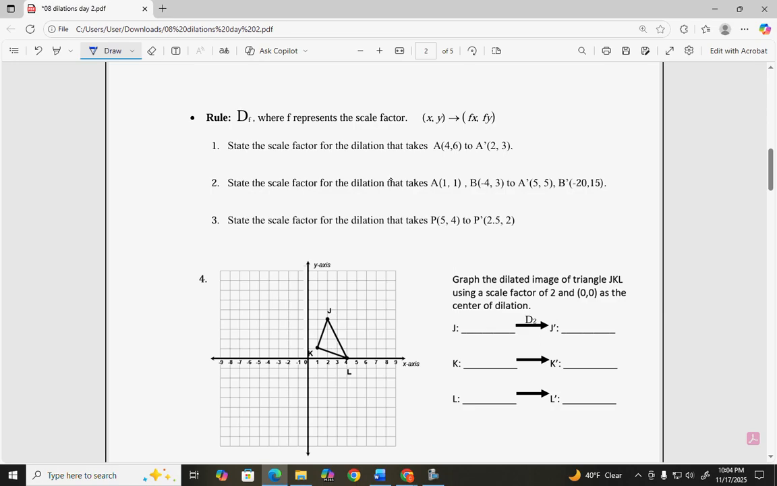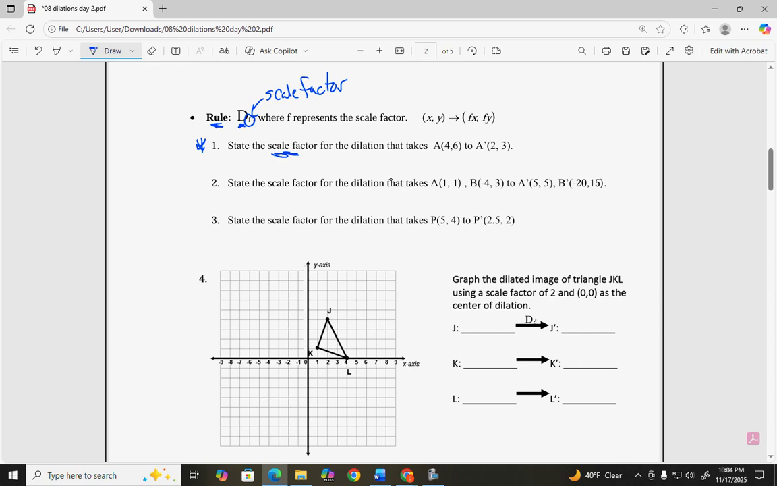When we talk about a rule for a dilation, we like to use this capital D and then a little number in the bottom corner. That little number in the bottom corner is called your scale factor. And remember, a scale factor is a number you multiply by. So let's just do number 1 so that we can learn what we're supposed to do with the scale factor.